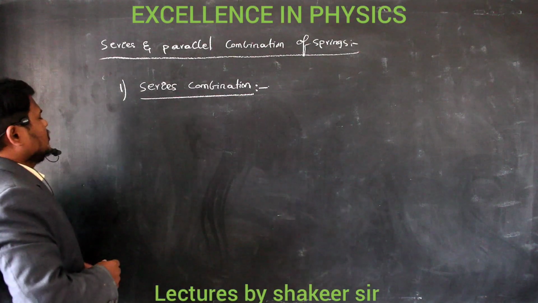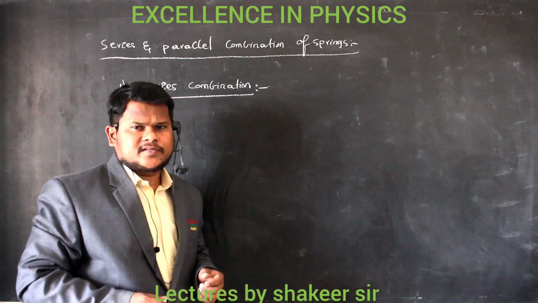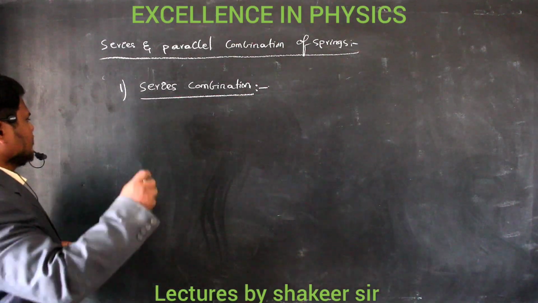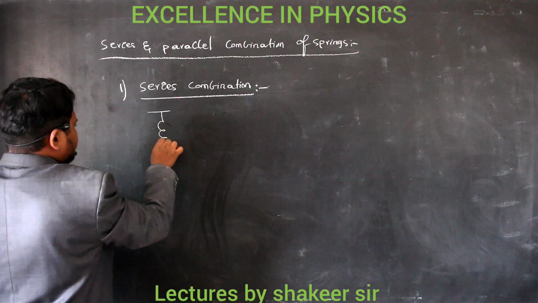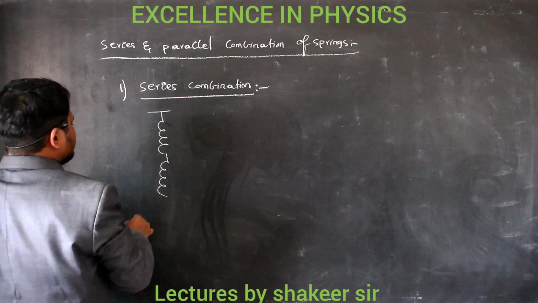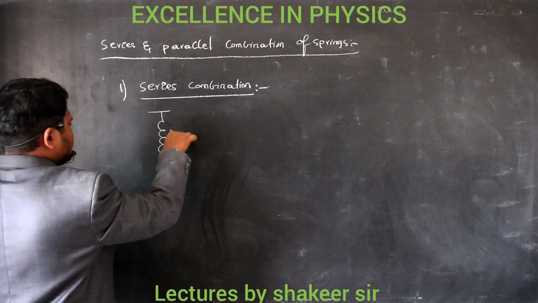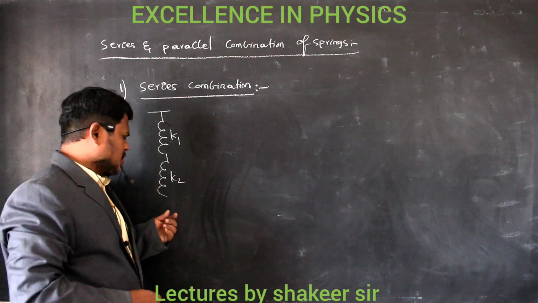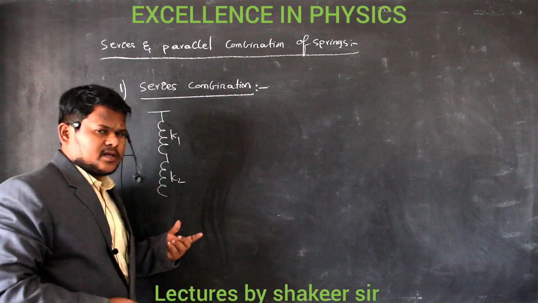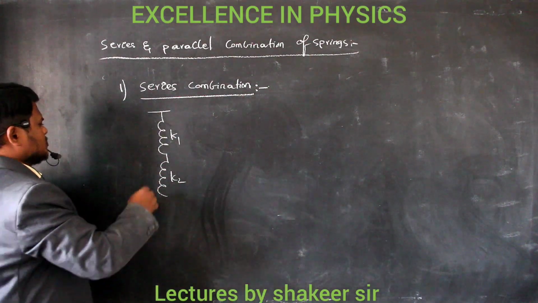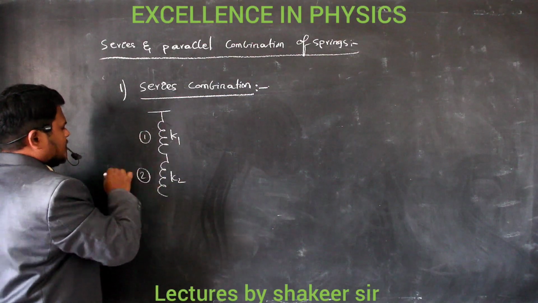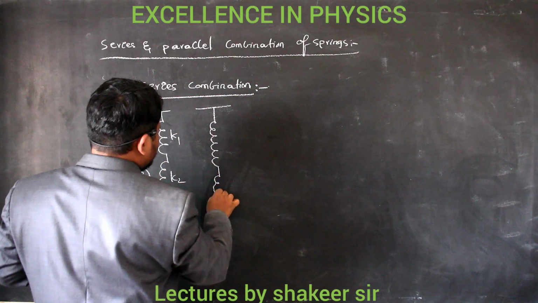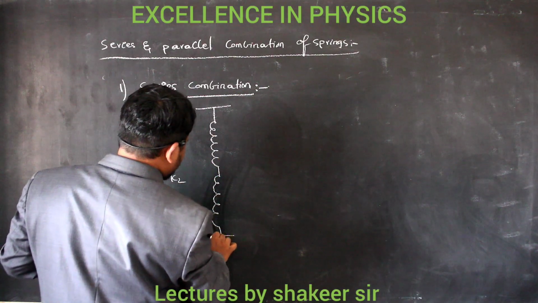Students, now let us see the combination of springs. The first one we are studying is the series combination of springs. For example, if this is one spring and this is another spring, the spring constant of this one is K1 and the spring constant of this one is K2. Now to the bottom, to this second spring, I am connecting a mass of M. Let this one be the first spring and the second spring. So if I attach a mass of M to the second spring, what will happen?